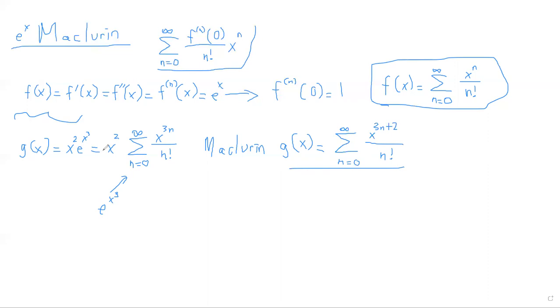It's usually good. We could have directly found the derivatives of g of x, but it would have been much more complicated. We knew what e to the power of x was for the Maclaurin series. So then we just did a bit of substitution and multiplied it, and we got the answer much quicker. Yeah, let's move on.